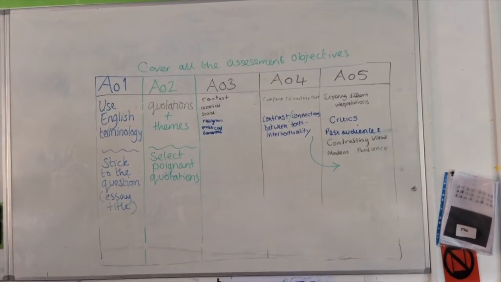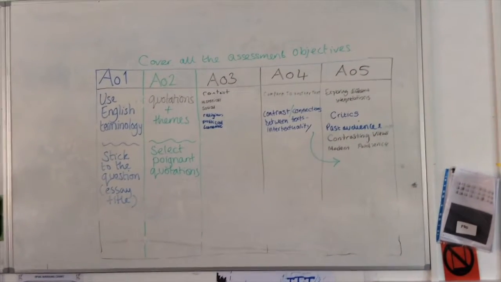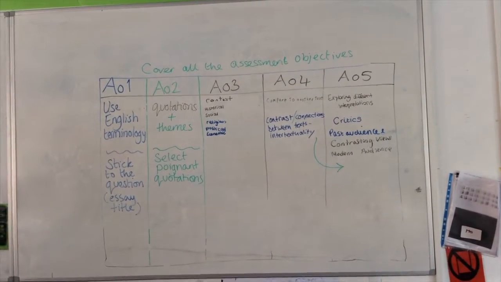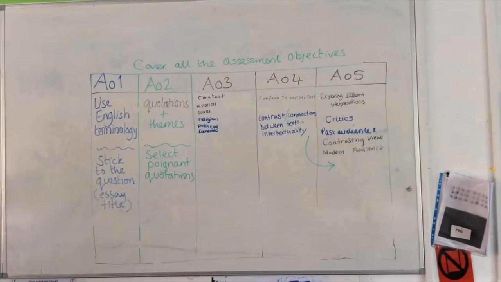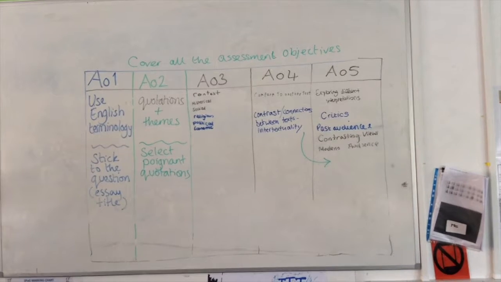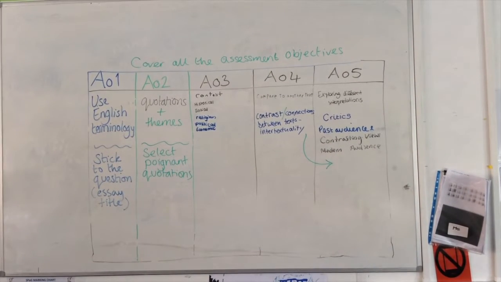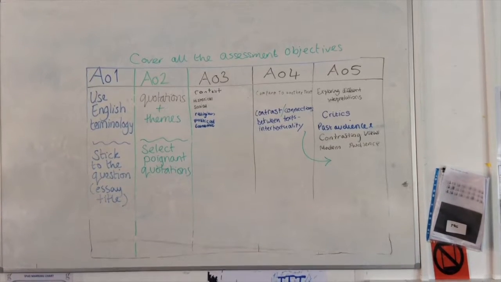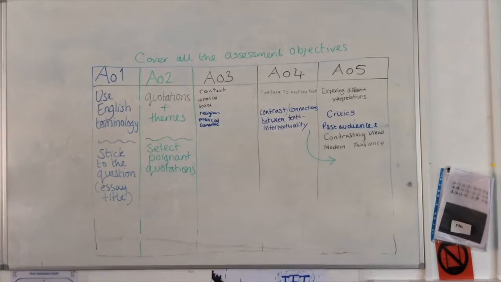Today we will be helping you to structure your coursework module, which is an independent project whereby you compare and contrast one text with another text. Okay, and as I said, it's an independent project. And on the board we have a list of all the assessment objectives that you need to make sure that you're covering in your essay.